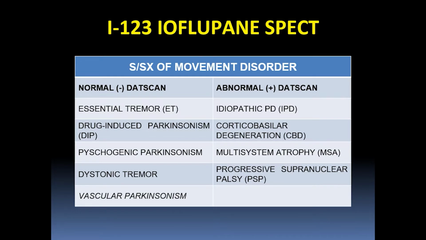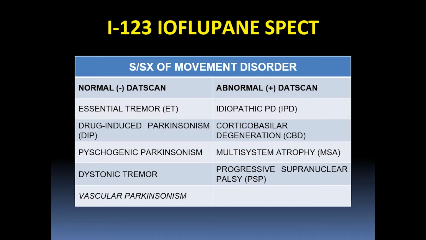How we use a DaTscan is for the assessment of patients presenting with signs or symptoms of movement disorder. In the right column, you can see are the Parkinsonian syndromes comprised of, again, idiopathic Parkinson's disease, cortical basilar degeneration, multisystem atrophy, and progressive supranuclear palsy. With the DaTscan, what we're trying to do is differentiate these entities from disorders that mimic them, and that is diseases such as essential tremor, drug-induced Parkinsonism, psychogenic Parkinsonism, dystonic tremor, and sometimes vascular Parkinsonism.